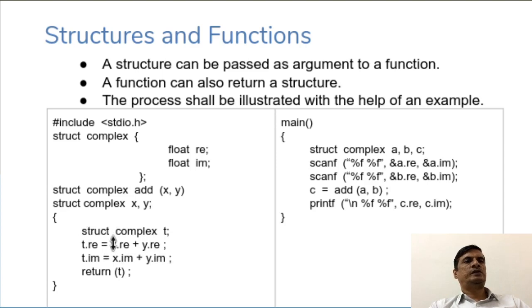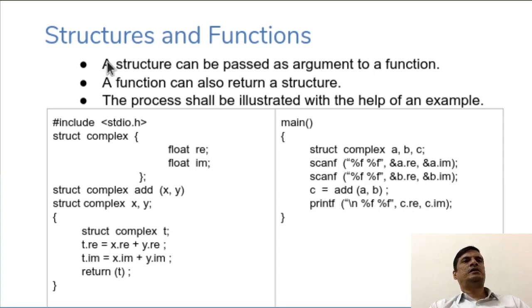So it will add the respective real part and store it into t dot real part, and the imaginary part will be stored in t dot im, and it is going to return back. So x is of the type struct complex, and y is also going to be of the type struct complex. So you scan the first complex number, or read the second complex number, you call the function and you print it. So that's how you use the dot operator.